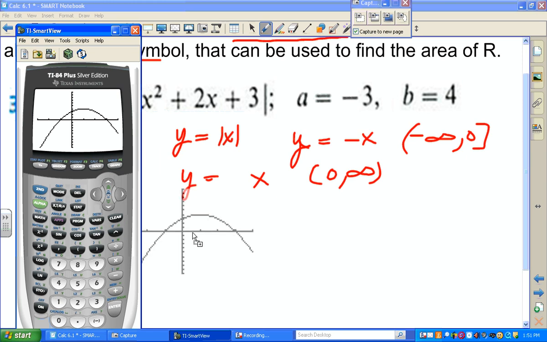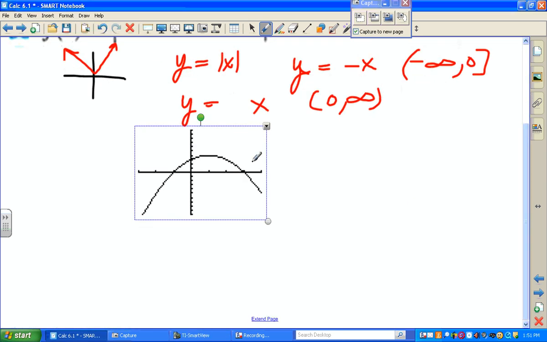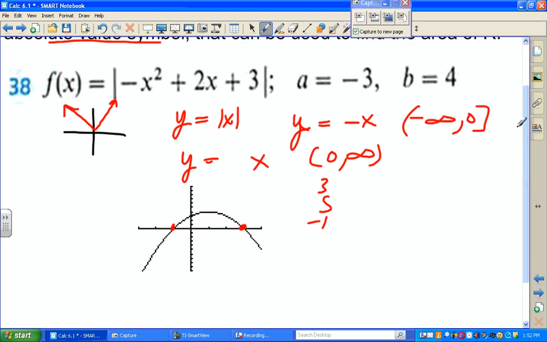Okay, so this part right here, from what's this bound to what's this bound, you think? Negative 1 to 3 is a regular curve of negative x squared plus 2x plus 3, right? That's what that curve is. So what do you think the curve is from negative 3 to negative 1?